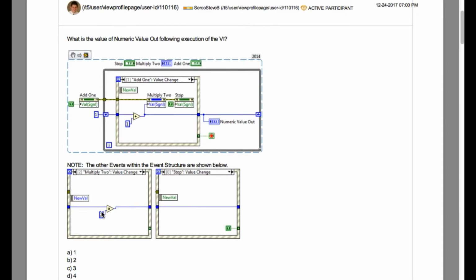And since stop value signaling is also being triggered, the second event that is going to take place after the multiply 2 is going to be stop. And finally, the total output is going to be 4. So our answer will be D.